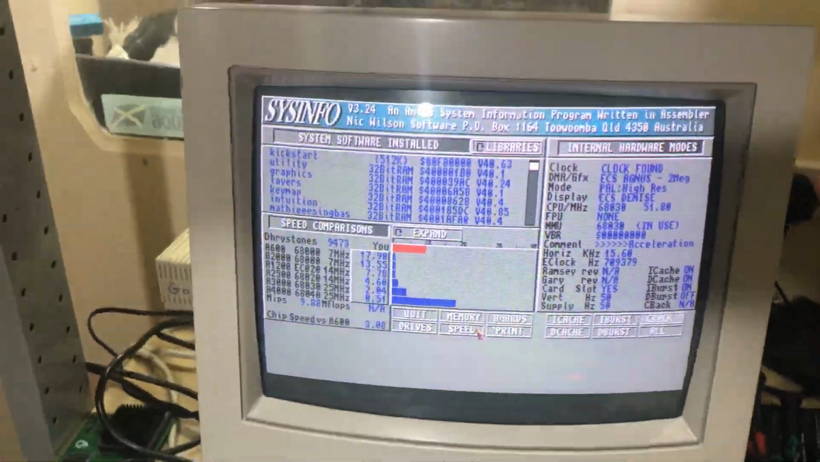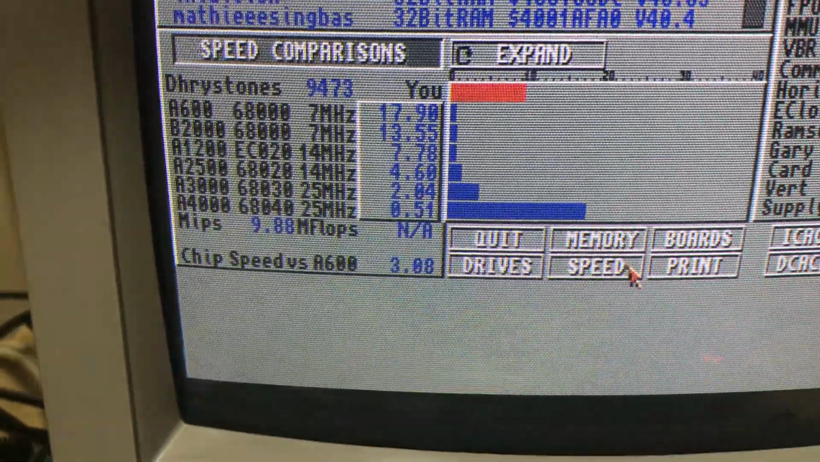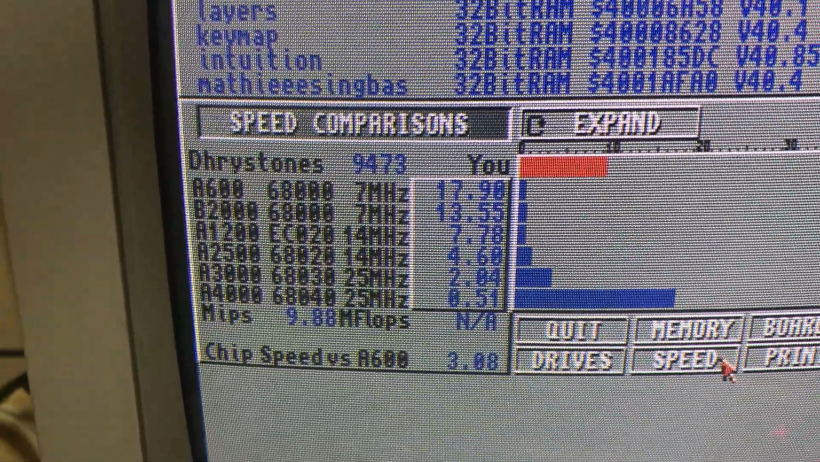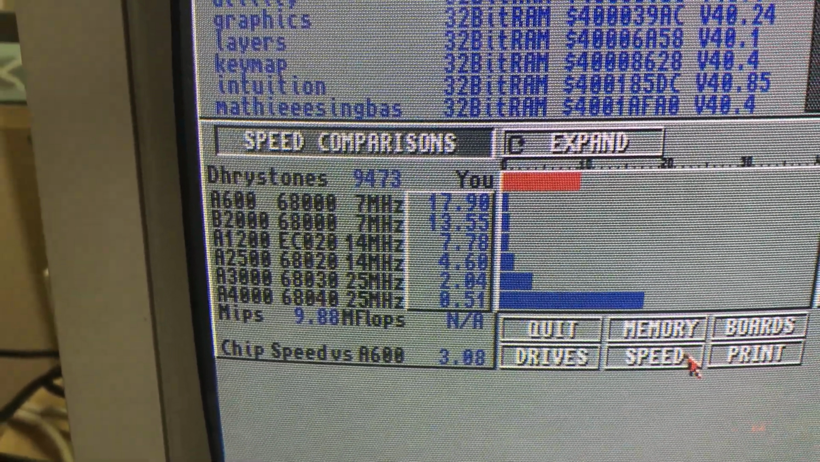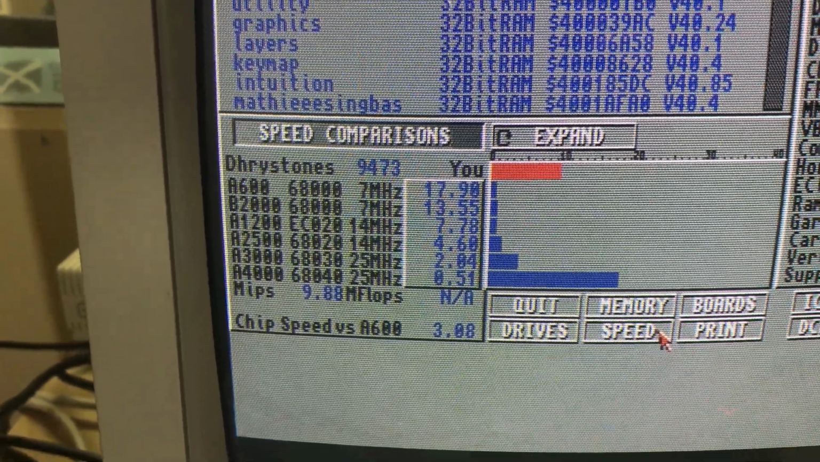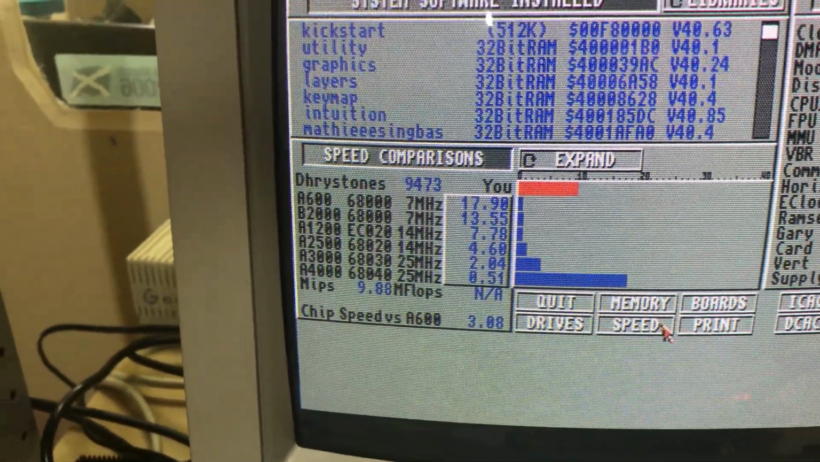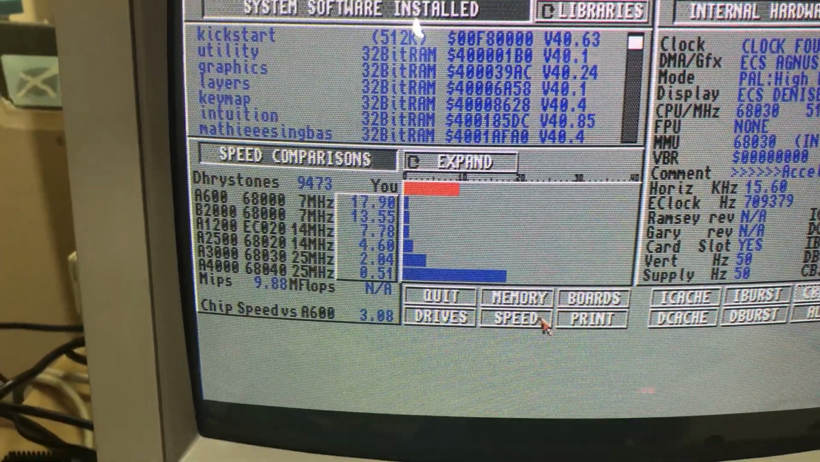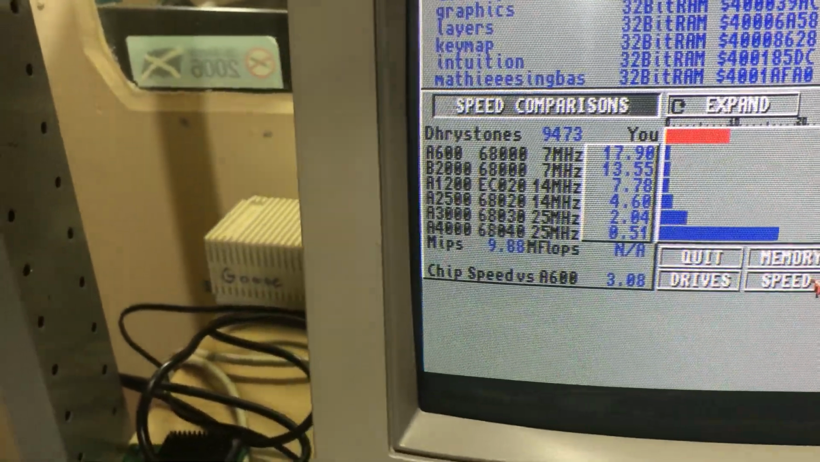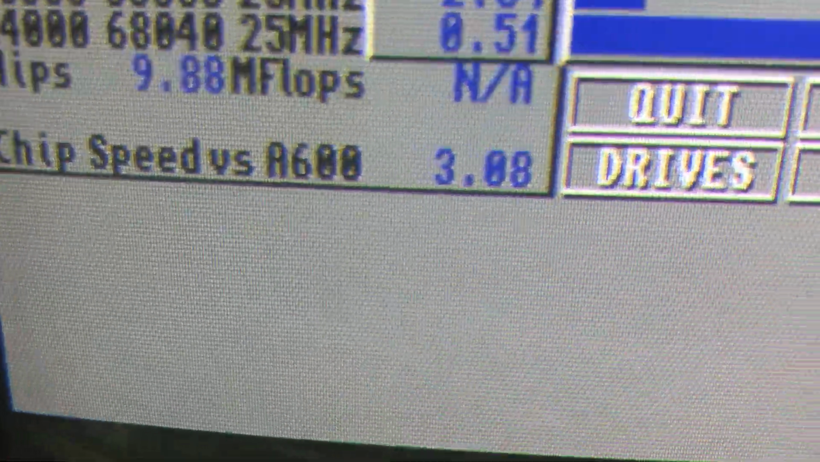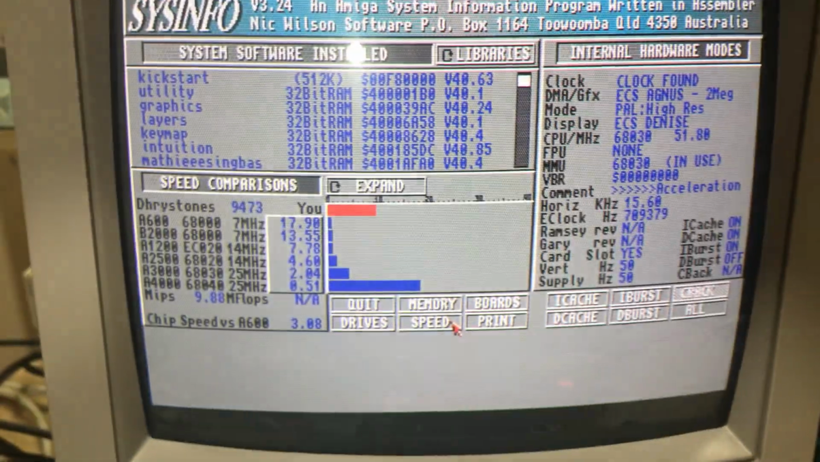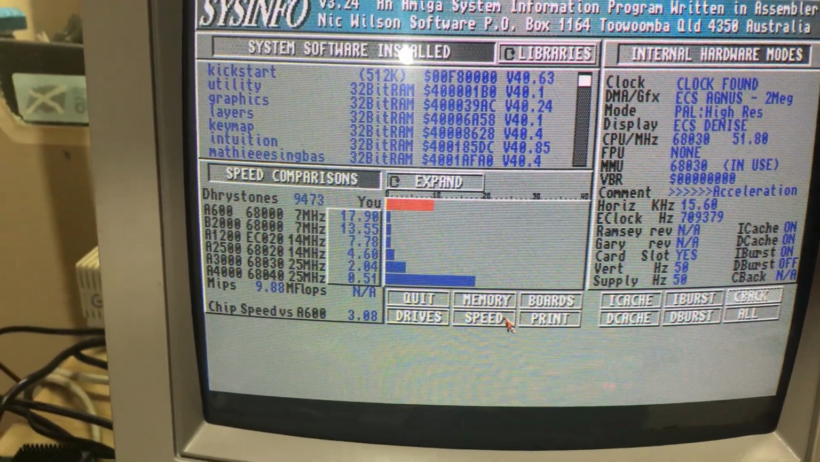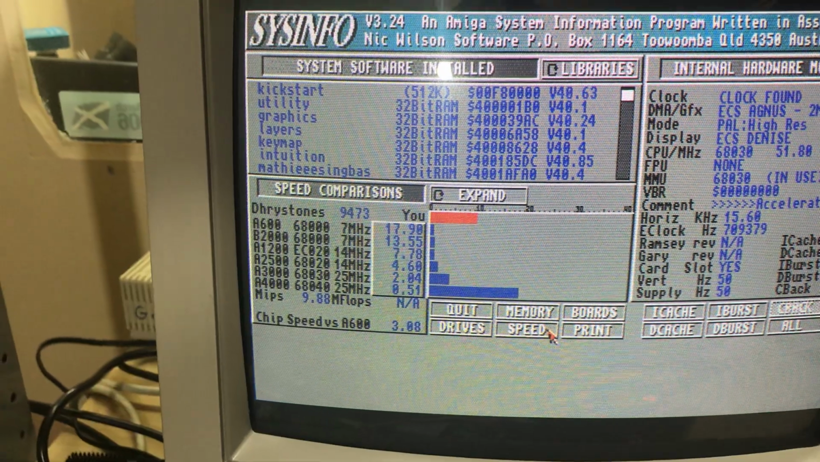So this particular board is up and running. It's a fairly good kick in the pants. It's about 18 times the speed of an Amiga 600. For what you were paying for this, it was pretty decent. There's no FPU obviously because it says N/A there. But yeah, I think that's everything there is to say about this card.